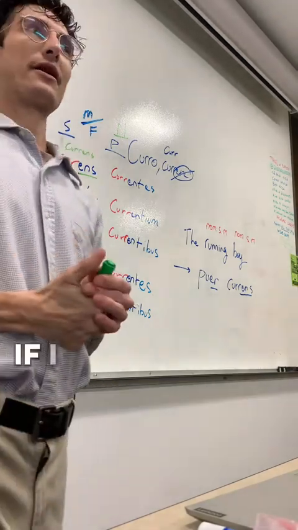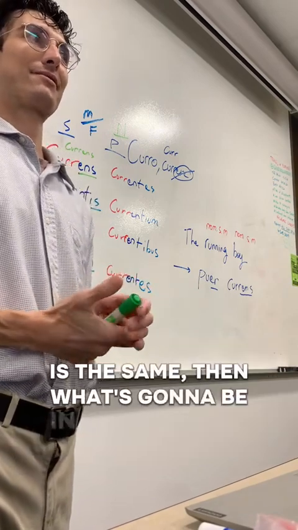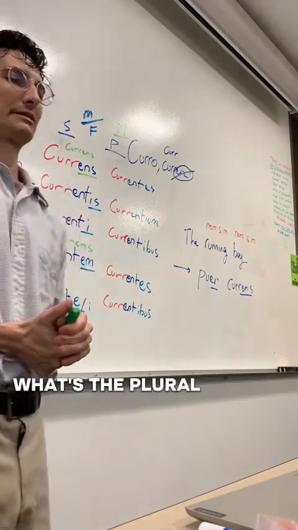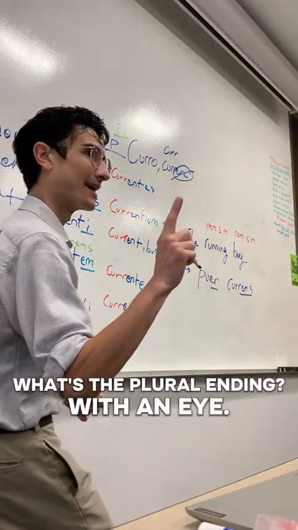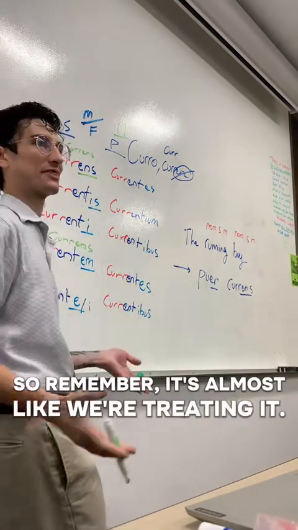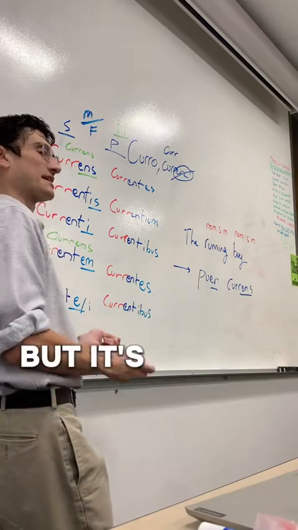How about the other two? If I already said that the nominative and the accusative are always the same, then what's going to be in the plural? We just have to figure out what the plural ending is. What's a plural ending? With an I. See how we entertain that? So remember, it's almost like we're treating it, think about this as like a proverbial I stem, but it's not.